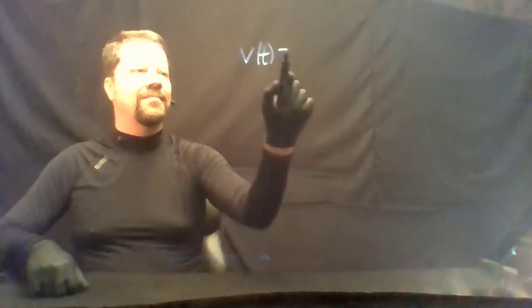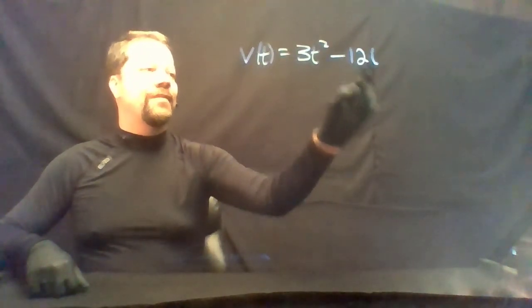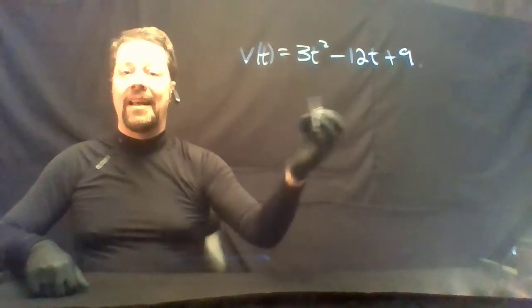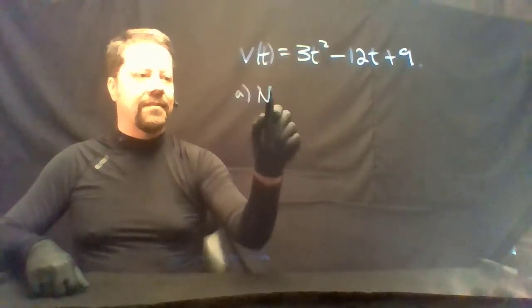Suppose that I have a velocity, 3t squared minus 12t plus 9, and I want to know, A, the net displacement.